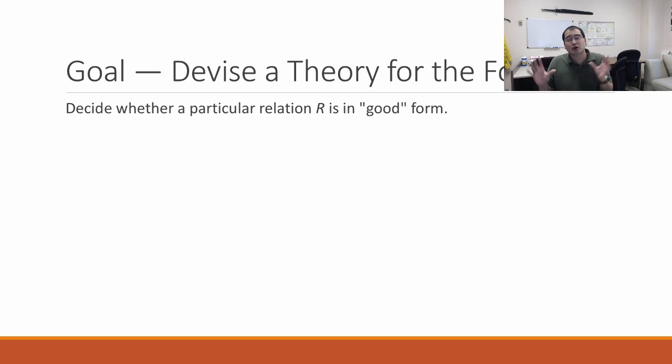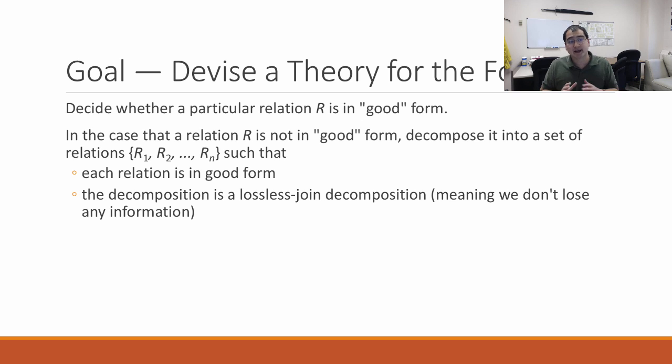Okay, so the goal in general is to decide whether a particular relation, a particular table, is in a good form. And now what is good? Well, that will depend a lot on which normal form and what attributes of normal forms you care about. So the way that this generally works is if we find that the relation R is not in a good form, we decompose it. We break it up into smaller subrelations, relation 1, 2 to relation n, such that each subrelation is in a good form. It does match the properties we want.